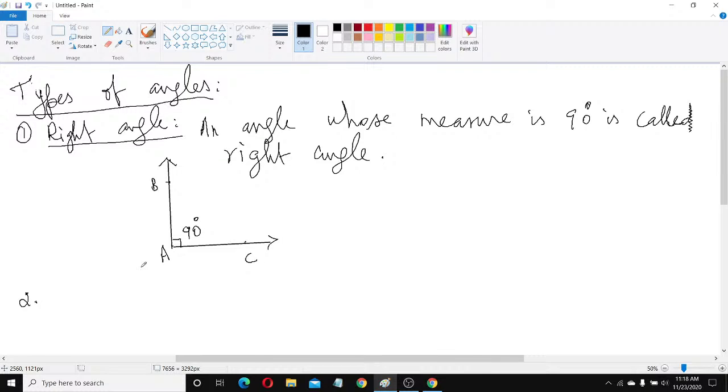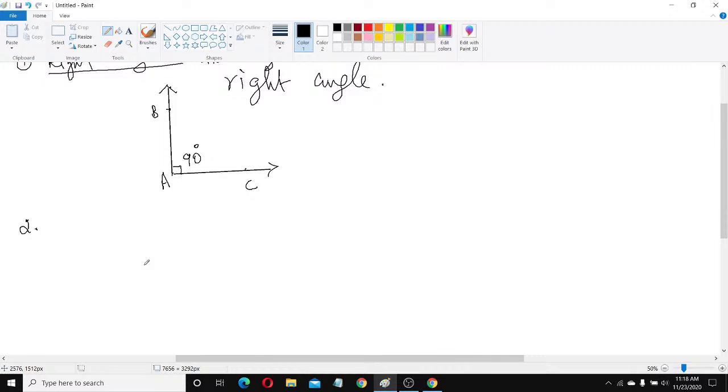See this figure. This AC ray, now I will draw the figure. AC ray, you fix it. This AB ray, here AB ray you can rotate, children. AC ray is fixed here, and this AB ray you can rotate. Now here AB ray is making L shape with the AC ray.